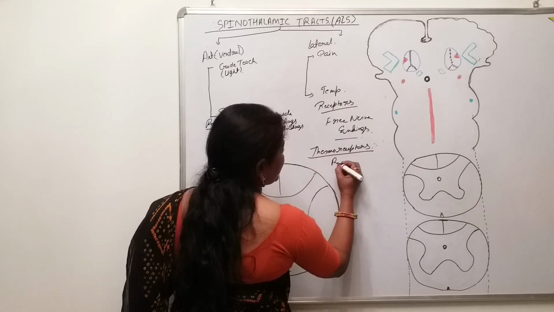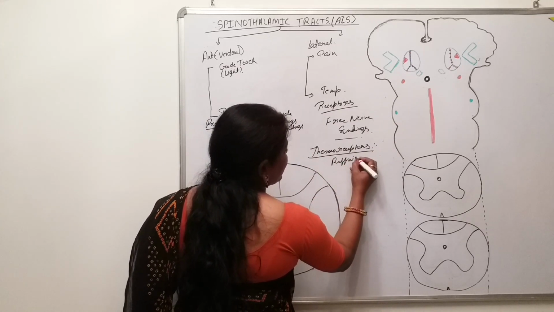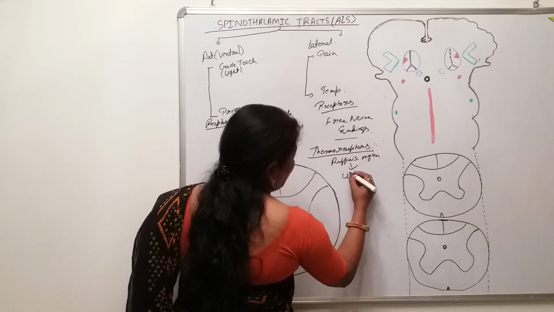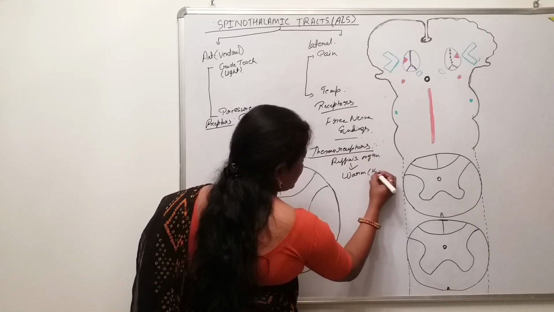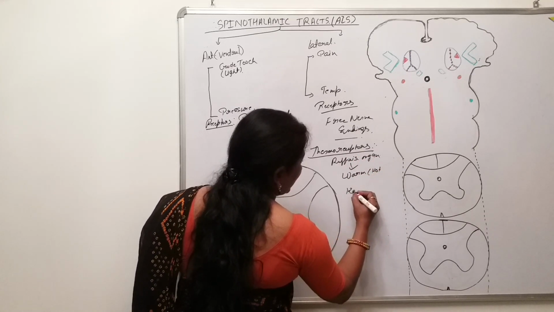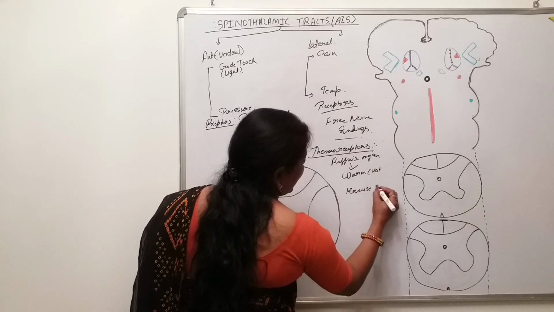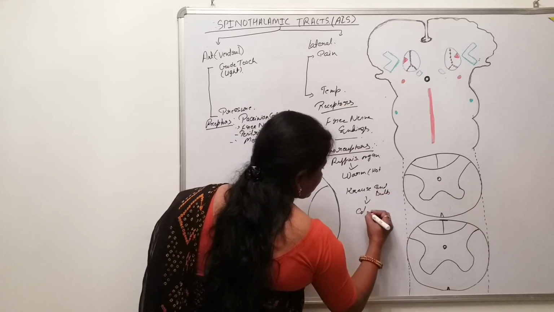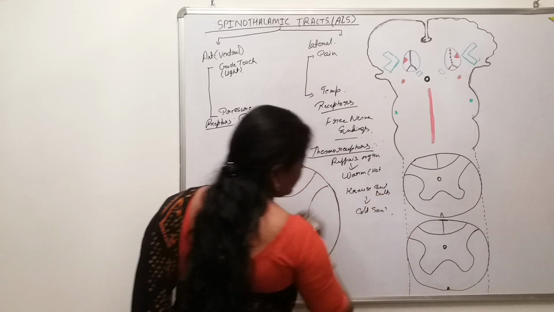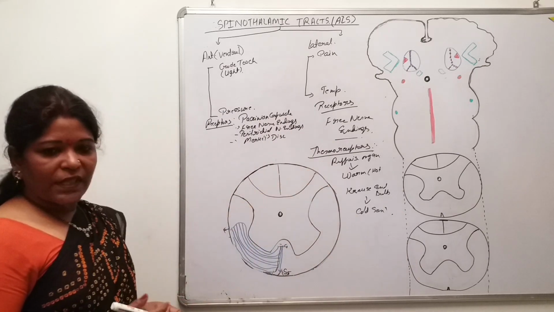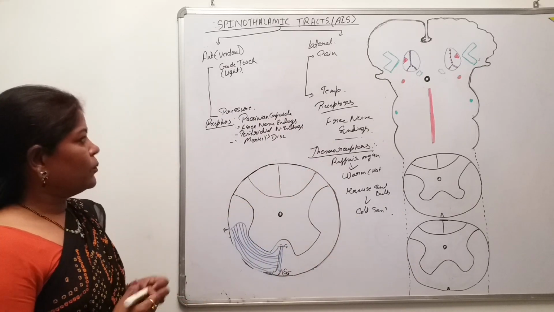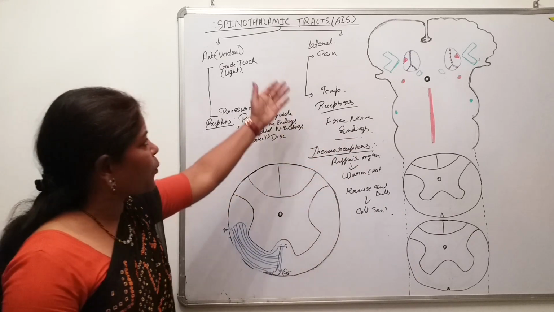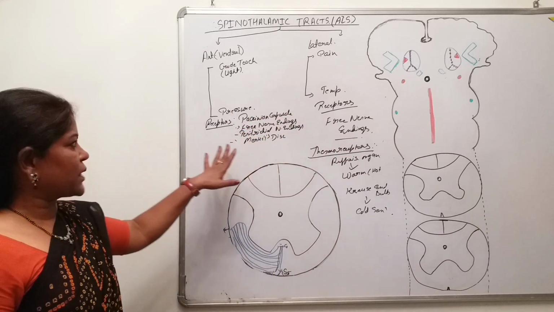That is the Ruffini's organ for the warm or hot sensation, and the Krause end bulb for the cold sensation. These receptors are also present on the surface. So mainly we will deal with the free nerve endings, which take both the pain and the temperature sensation.